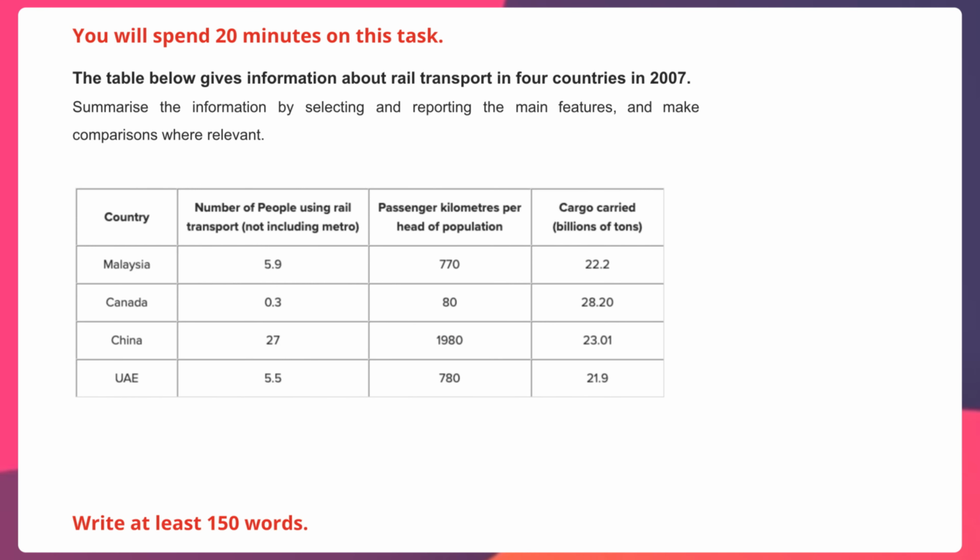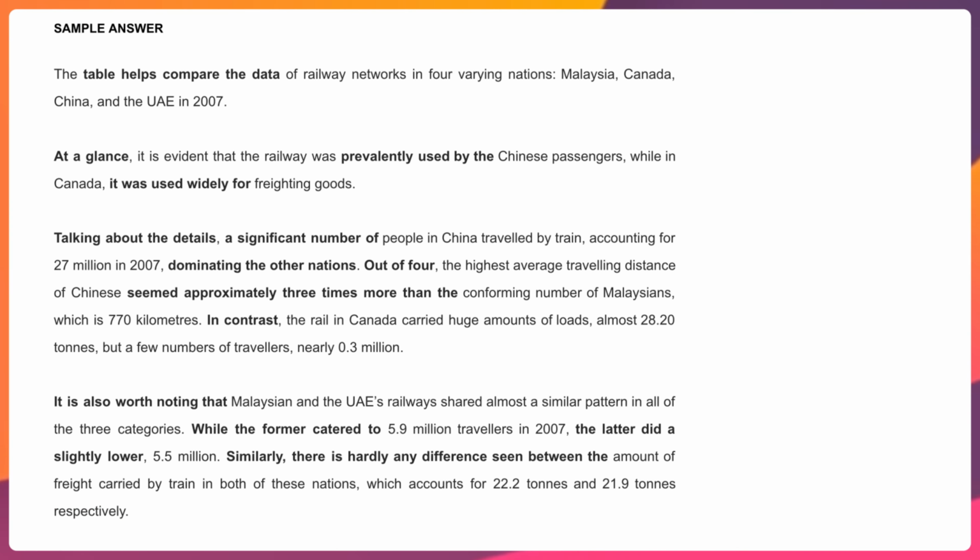Now let me explain the question task again. You can see that the table gives information about rail transport in 4 different countries in 2007. Taking this main question, I have presented the introduction statement in the sample answer. Just look at the introduction statement, which is beautifully presented, and it is a paraphrase of the question statement. The sentence starts in this way: the table helps compare the data of railway networks in 4 varying nations, Malaysia, Canada, China and the UAE in 2007.